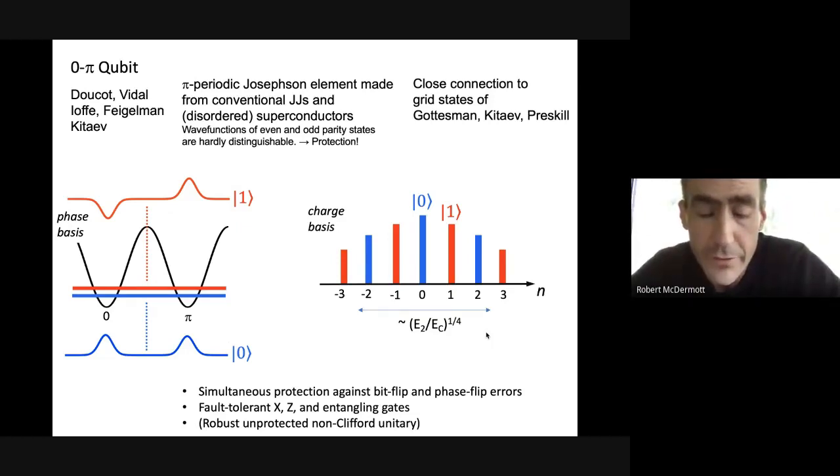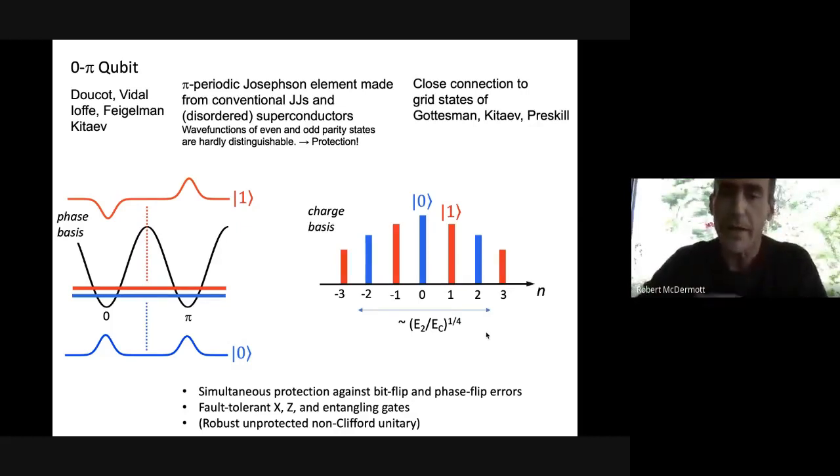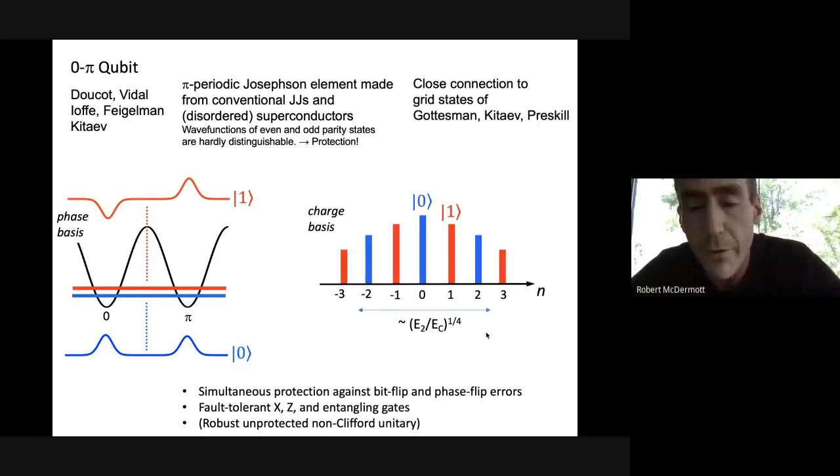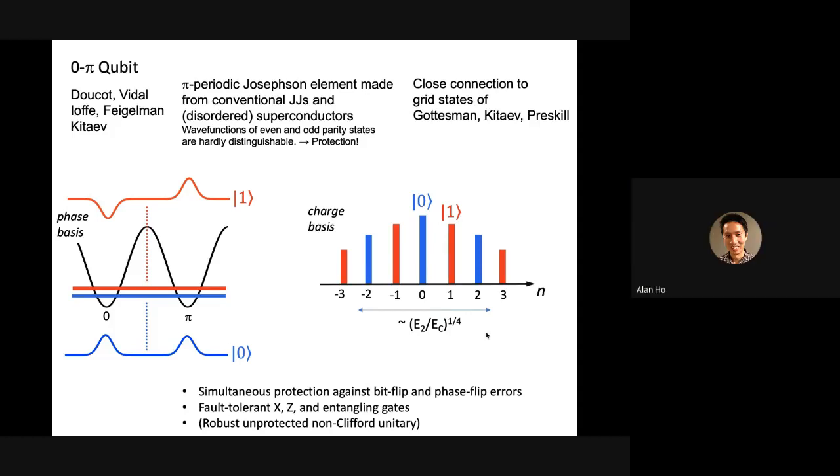You need to have very strongly delocalized wave functions, but also wave functions for the logical states that are kind of intertwined in this way, so that from the standpoint of environmental fluctuations, these wave functions look almost identical. And this approach allows one to achieve protection. And we have a question from Daniel.